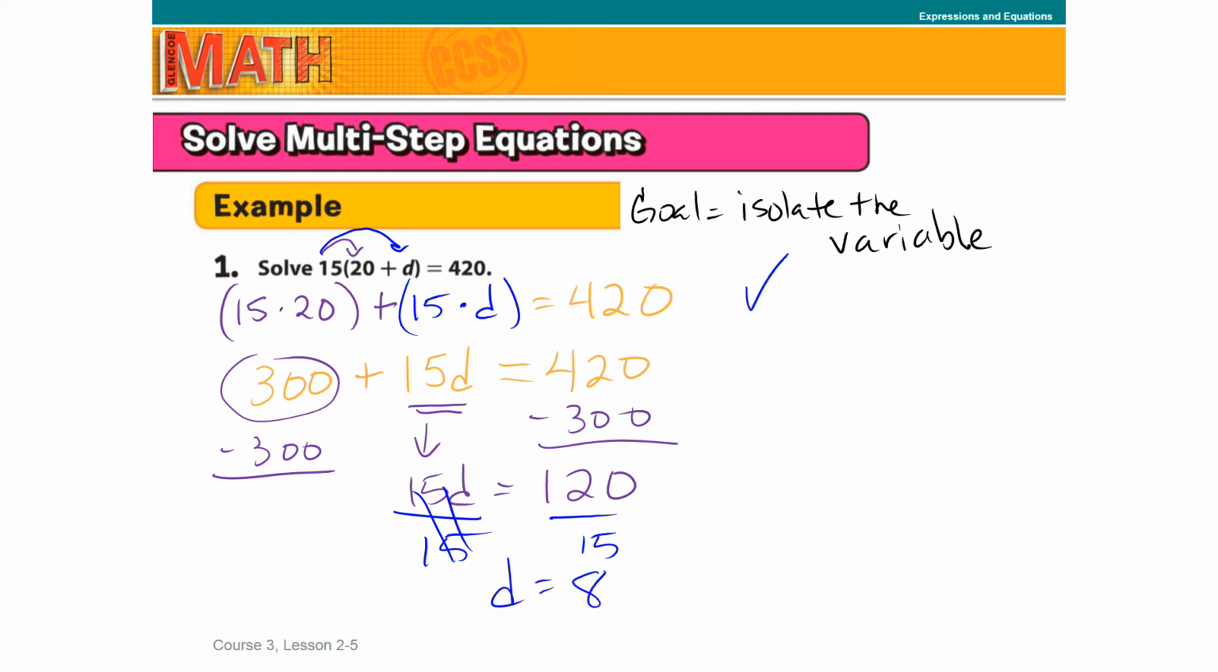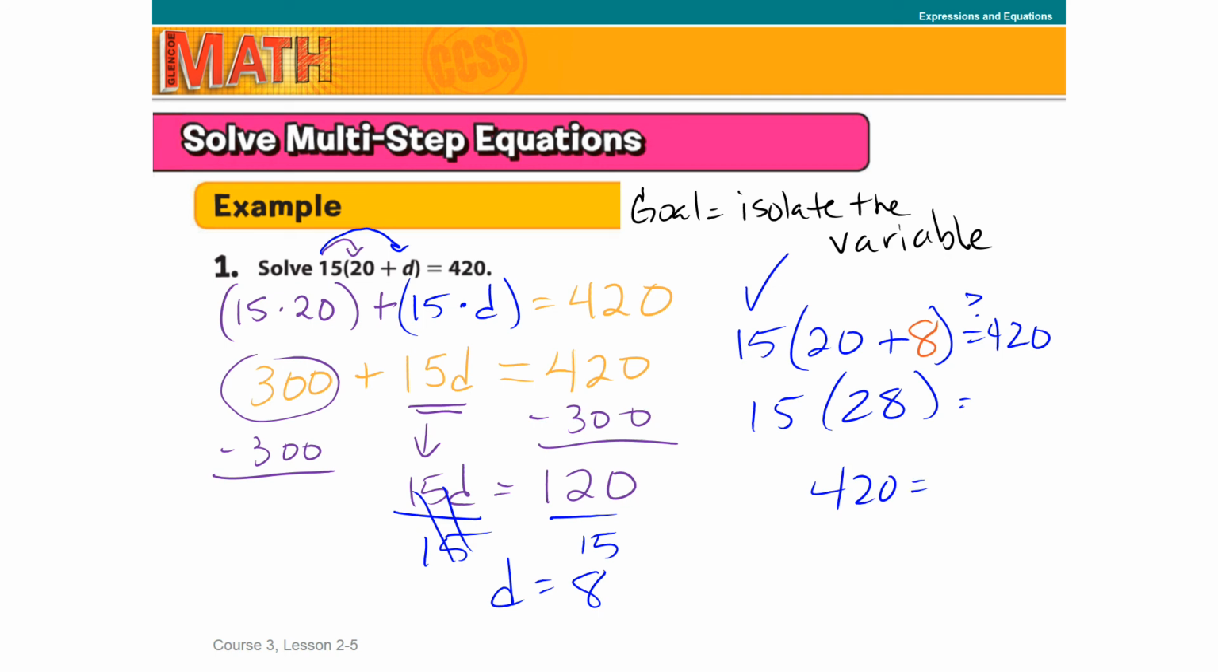Now let's check our answer. To check our answer, we're going to take 15 in parentheses 20 plus, let's plug in our 8. Does that equal 420? So I know 20 plus 8 is 28. 15 times 28 is equal to 420. So 420 does equal 420 when d is equal to 8.